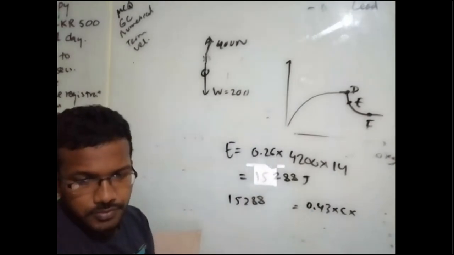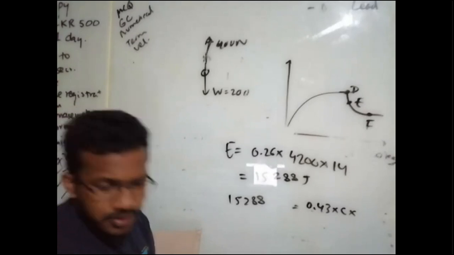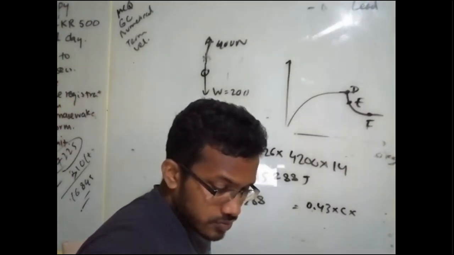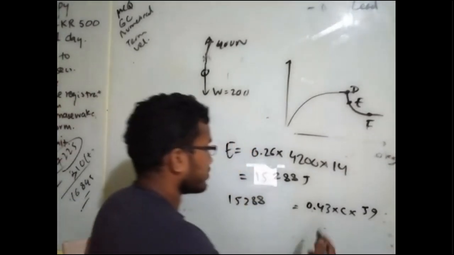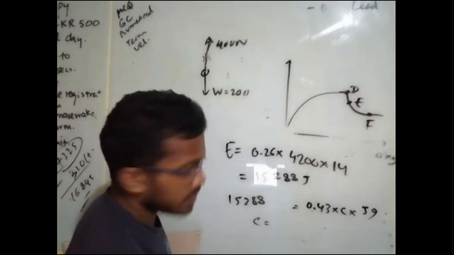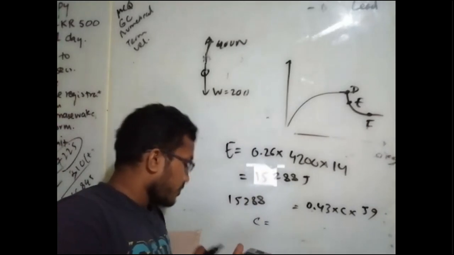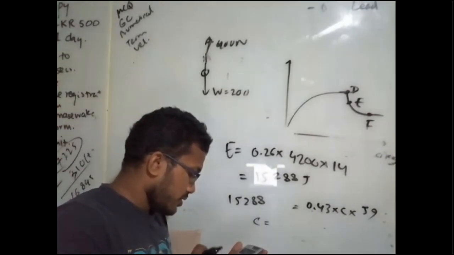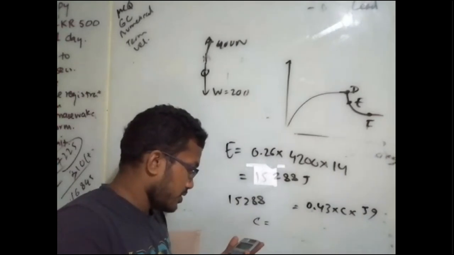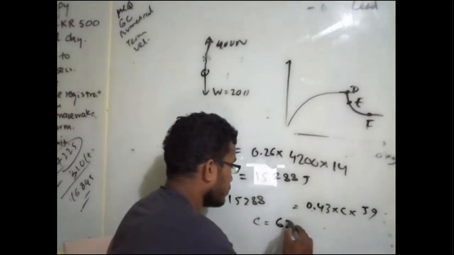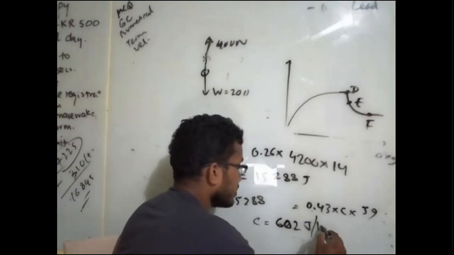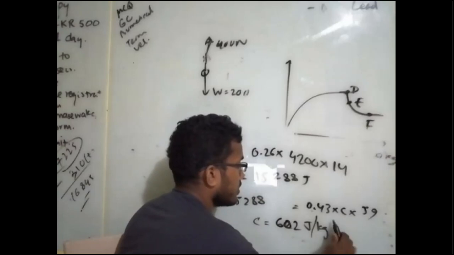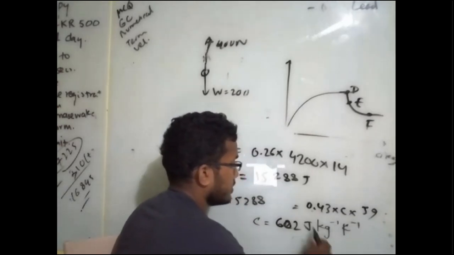81, right? So 81 minus 22, that's 59. 59, no? Yeah. So 59. So then you can see we can solve for C over here. Okay? 602 joules per kilogram Kelvin. We can write it like this, no? Joules per kilogram per Kelvin.